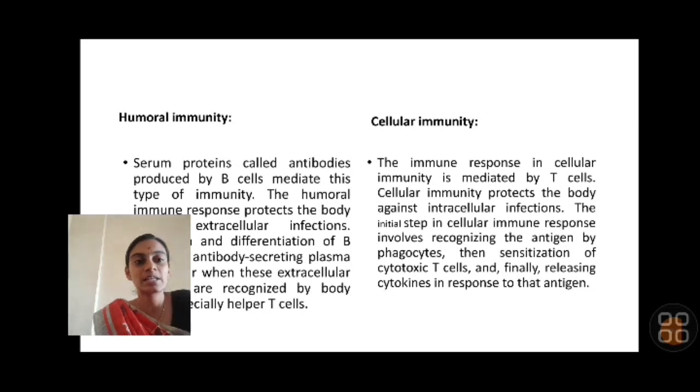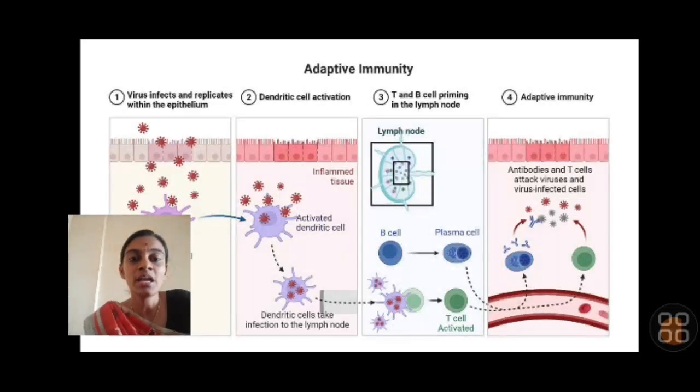The second type is cellular immunity. In the cell mediated response, it is mediated by T cells, and cellular immunity protects the body against intracellular infections. The initial step in the cellular immune response involves recognition of the antigen by the phagocytes, and then it is sensitized by the cytotoxic T cells, and finally cytokines are released in response to that antigen. These are the various steps involved in adaptive immunity.